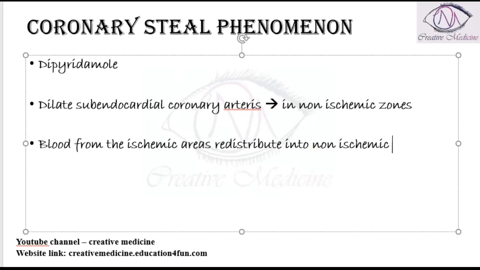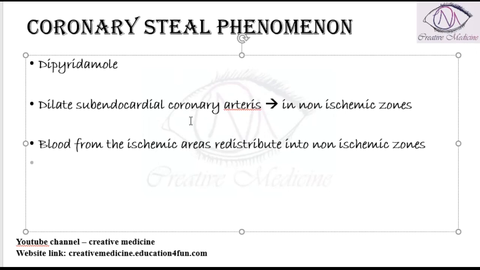the non-ischemic zones. So as a result, the blood which should go into the ischemic areas and which should decrease the problem, or which should increase the blood supply. Always whenever there is ischemia in an area of heart, we should try to increase the blood supply to the ischemic areas. But in dipyridamole, because it dilates the coronary arteries in the non-ischemic zones, the blood from the ischemic areas is diverted into non-ischemic areas.